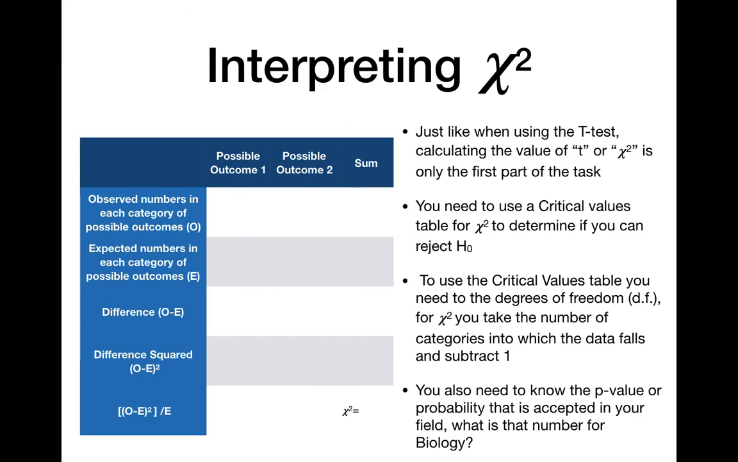Okay, and then you can figure out how many degrees of freedom there are. For chi-squared, you take the number of categories and subtract 1 to figure out degrees of freedom. And you also need to know the accepted p-value in your field. So for biology, we know the p-value is 0.05.